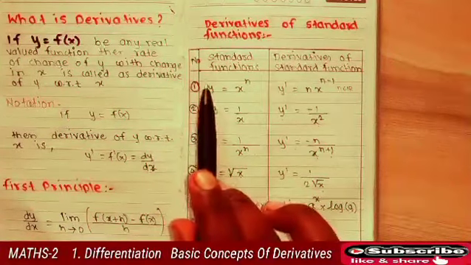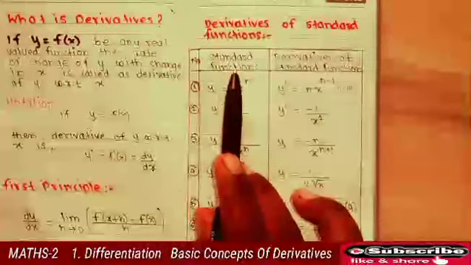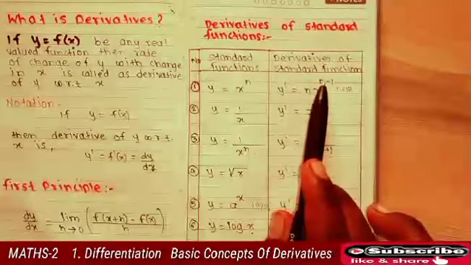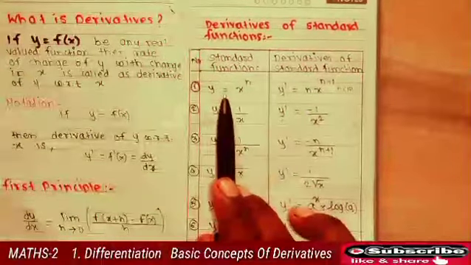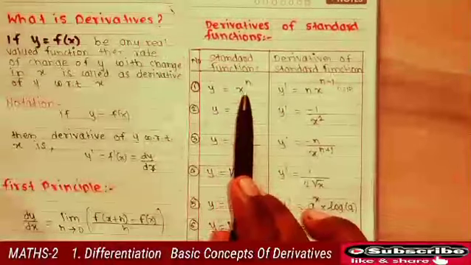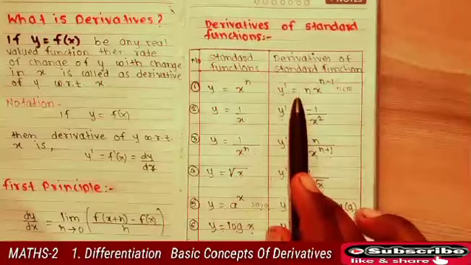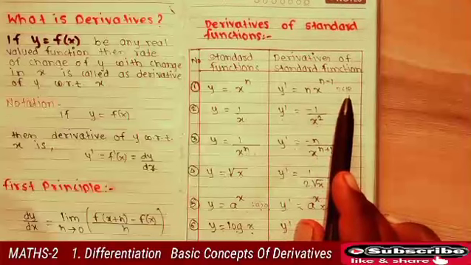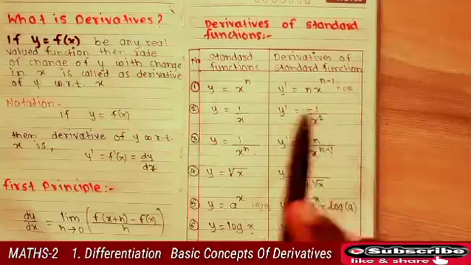I have drawn 3 columns. First numbers, then standard functions, after that derivatives of the corresponding standard functions. So first formula, if y equals x raised to n is the standard function, its derivative becomes y dash equals n into x raised to n minus 1. Here n belongs to R, that is n is a real number.